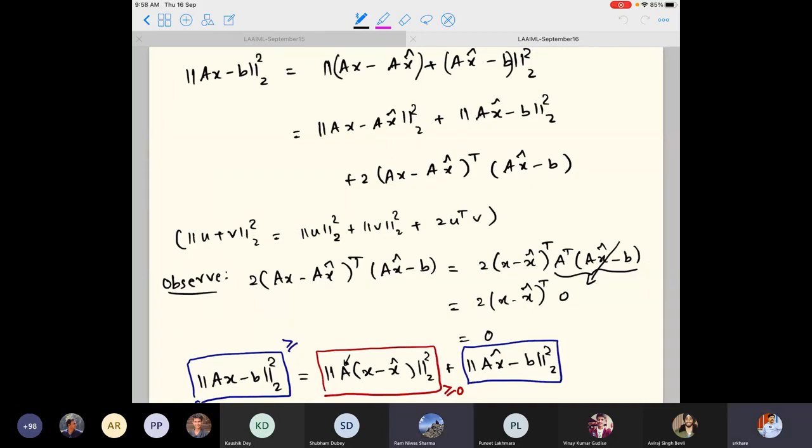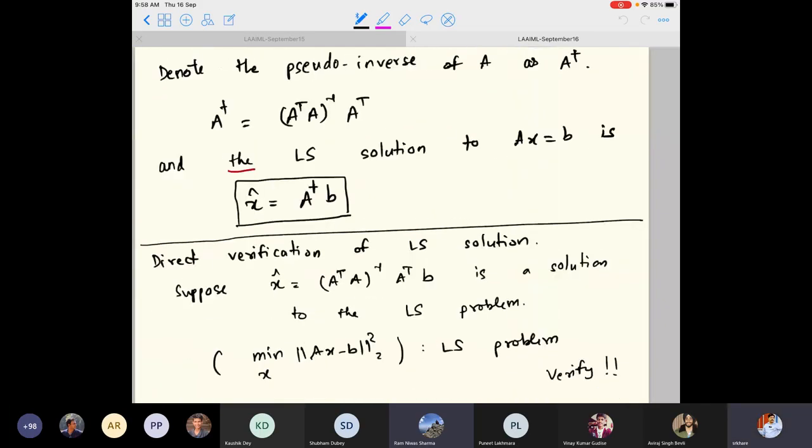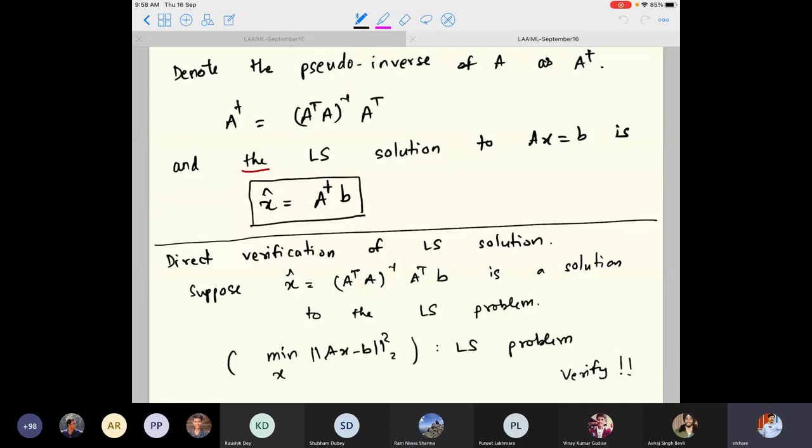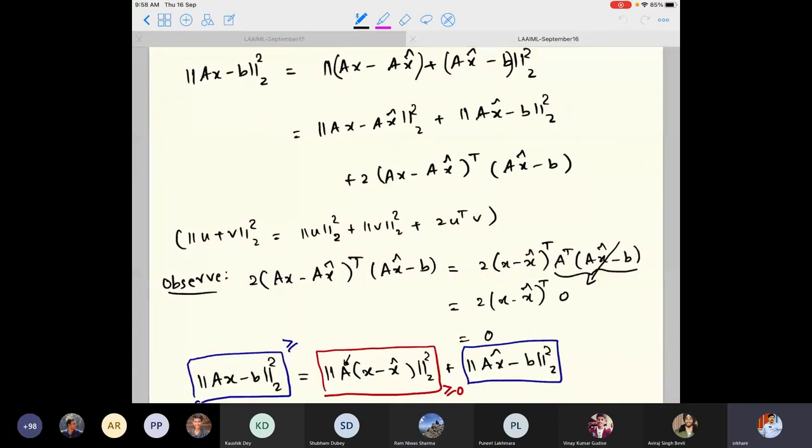Is that okay? Sir, x hat is the solution for the least squares problem, not for Ax equal to b. It's not the solution to Ax equal to b. But I am not looking at Ax equal to b either. I am looking at this whole part, A transpose times Ax hat minus b. So without substituting the value of x hat, how did we conclude this is equal to 0? Now, how can you conclude without substituting? You have to substitute the value of x hat here, and then you will see that it will be 0.